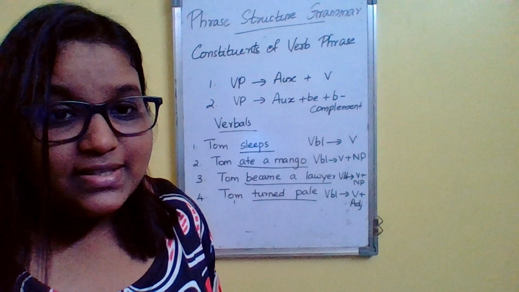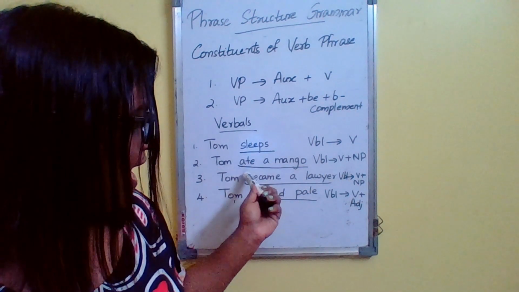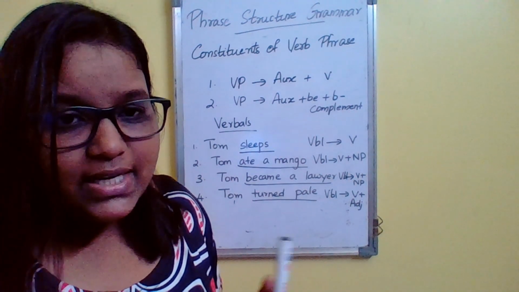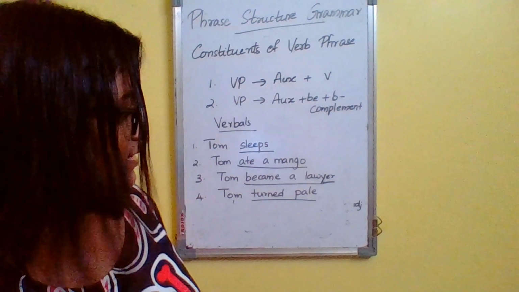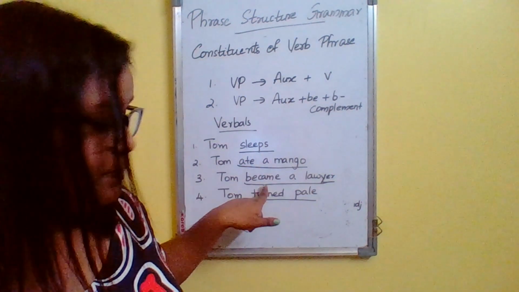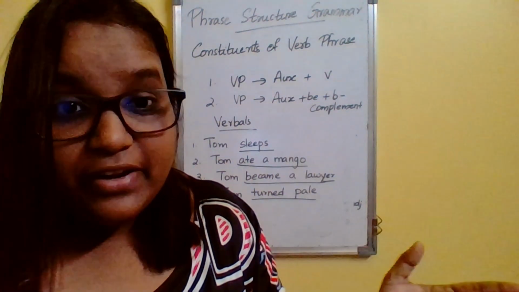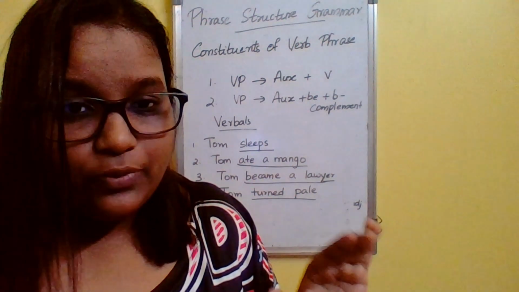Now we have to discuss these 4 verbs: sleeps, ate, became and turned. What kind of verbs are they? That is what we are going to learn now. These 4 verbs are different kinds of verbs. Now let's put a label to these 4 verbs.